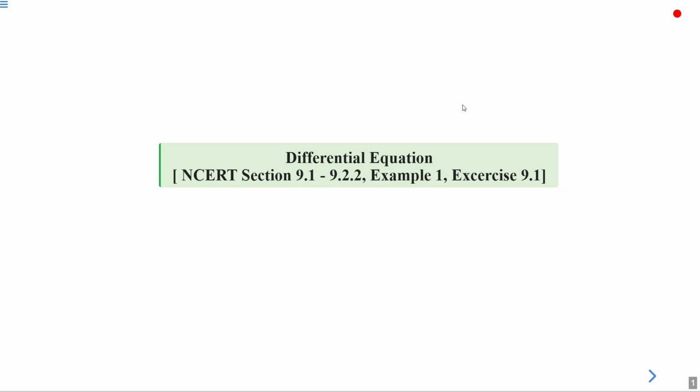So today we'll start a new chapter, differential equations. We do section 9.1 till 9.2.2 with one example, and then we continue with exercise 9.1.